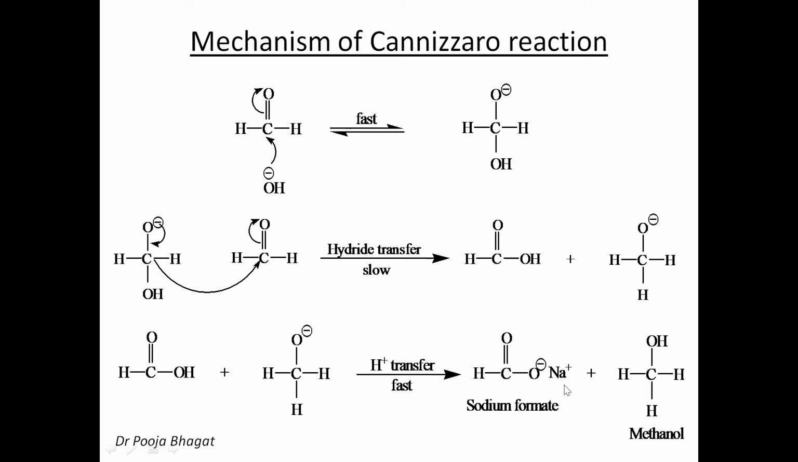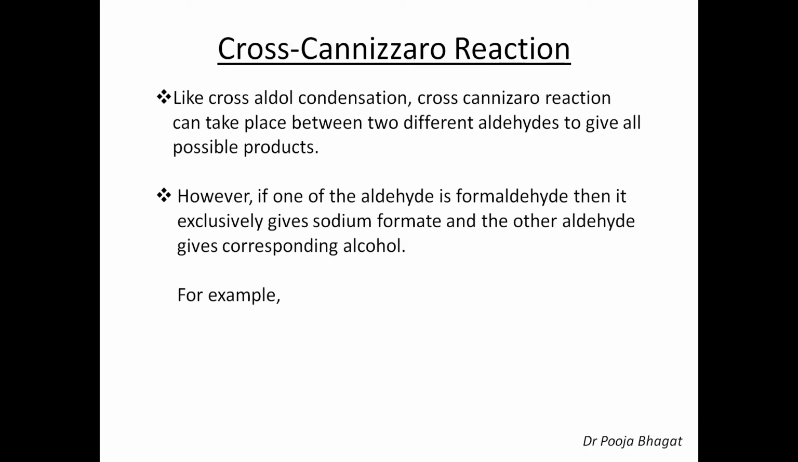If you do the reaction with potassium hydroxide, then you will get potassium formate. Since we are doing the reaction with sodium hydroxide, we are getting sodium formate. And this part will gain H positive and get converted into methanol. So formaldehyde will get converted into sodium formate and methanol. So this is the mechanism of the Cannizzaro reaction.